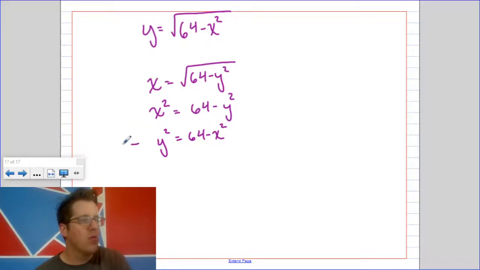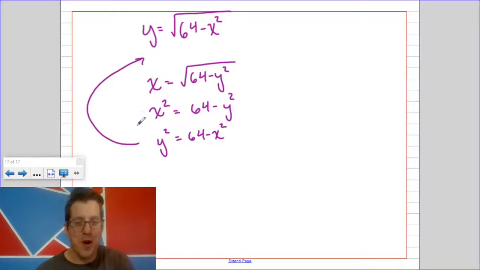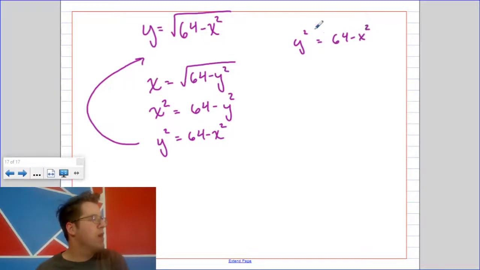This is looking a whole lot like our original problem, which is why a lot of people just enter the original equation as their answer, and they miss something here. So our next step is to take the square root of both sides. Now here's the thing that a lot of people forget. From Algebra 1, when you take the square root of both sides, you get y equals plus or minus the square root.